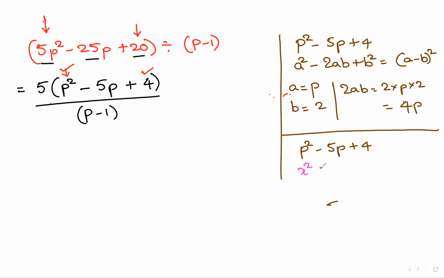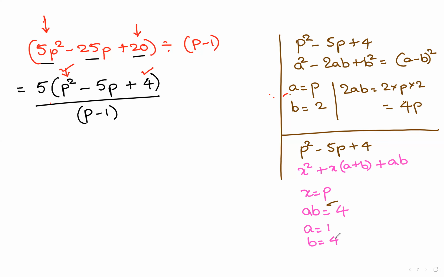X square plus x into a plus b plus ab. So here x is equal to p. And what is ab? 4. How can I write ab? 2 into 2. But if I add, will I get 5? No. So what are the other factors? 1 into 4. When I add 1 and 4, 5. Is it clear? So therefore a is equal to 1, b is equal to 4.